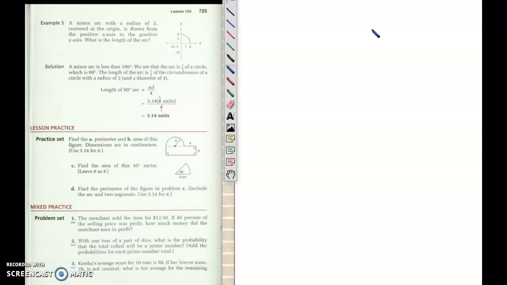All right, so let's do example 5. It says a minor arc with a radius of 2 centered at the origin is drawn from the positive x-axis to the positive y-axis. What is the length of the arc?